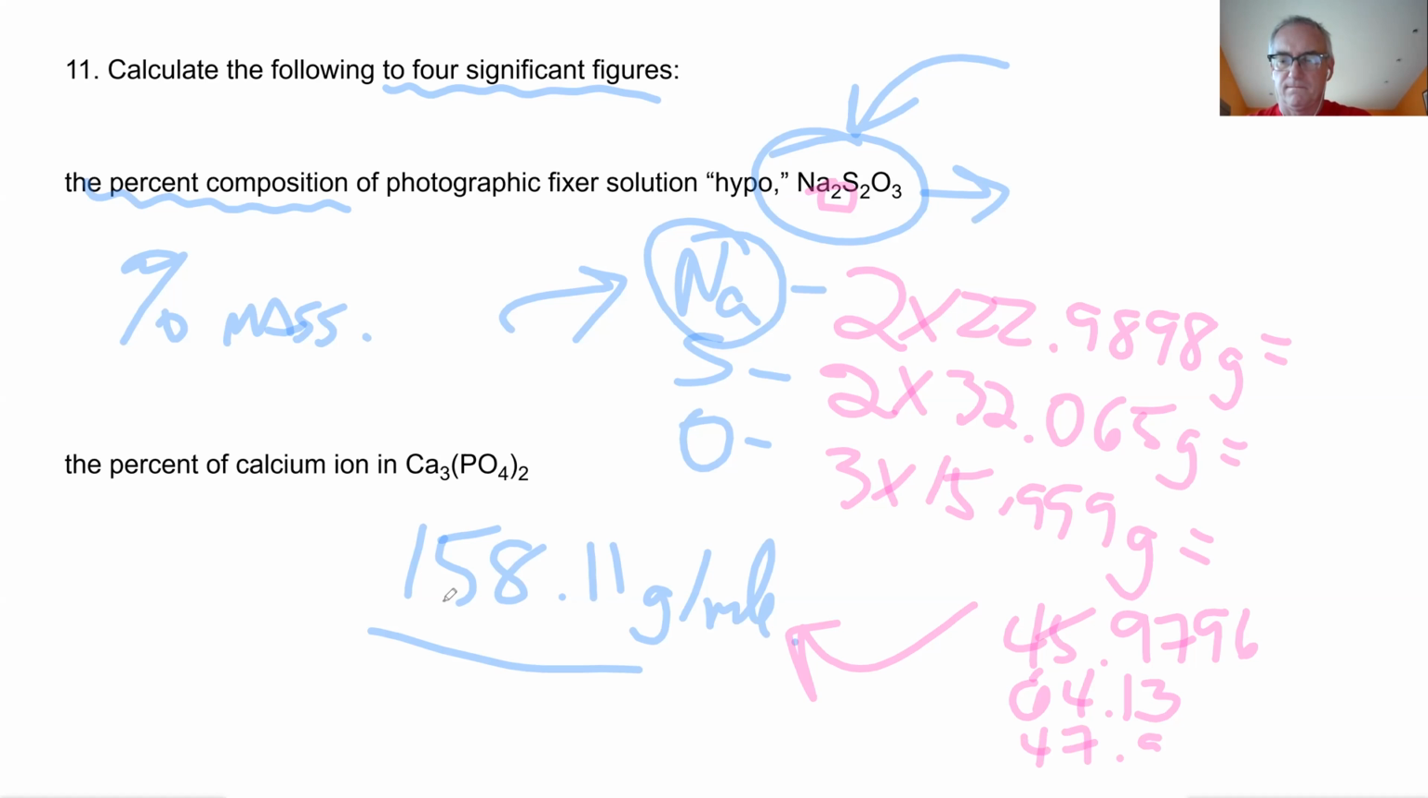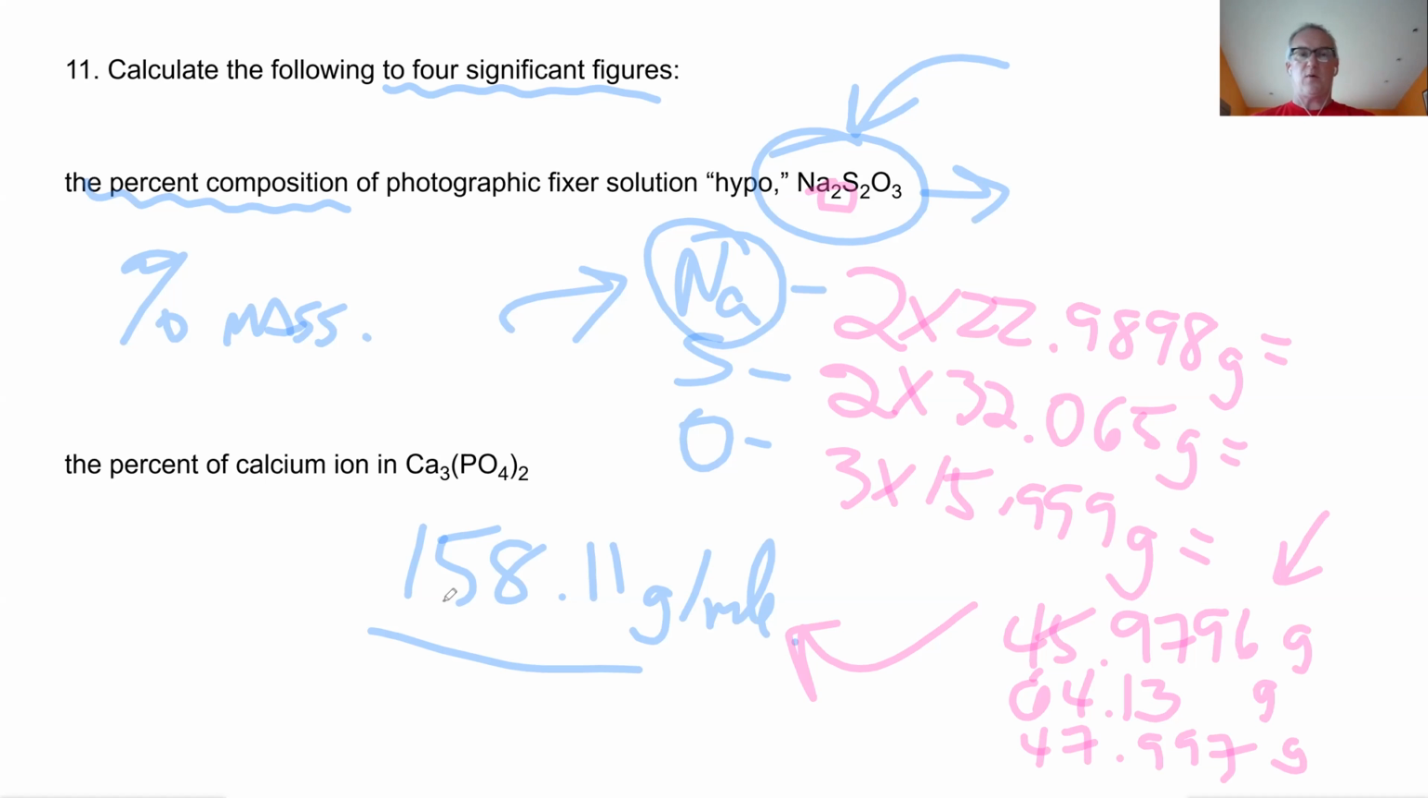47.997 grams. So when we add those together, hopefully we get 158.11. Do we? 158.1066. Yeah, so we get the same amount. So we're good. That tells you that we've done this correctly. If we add those 3 up and we get the molar mass, we're good to go.